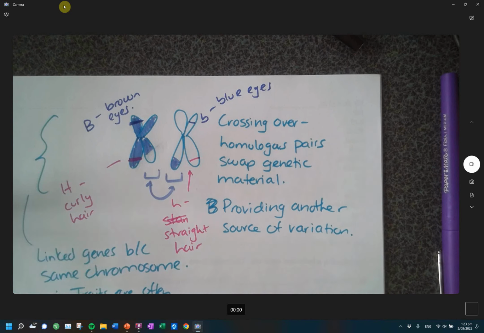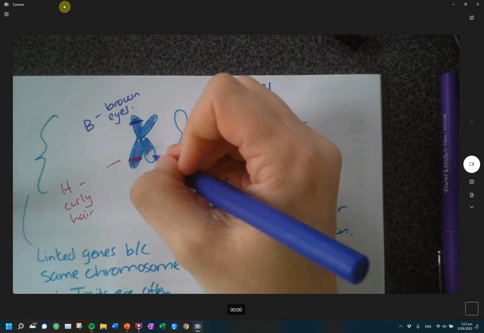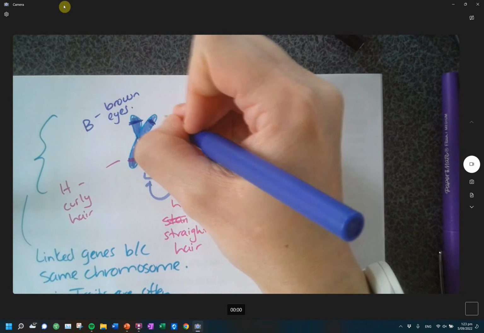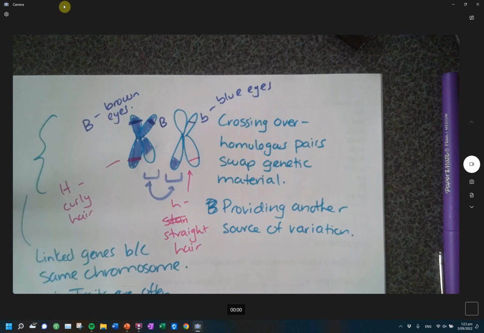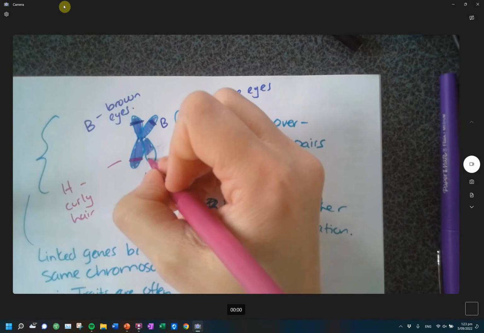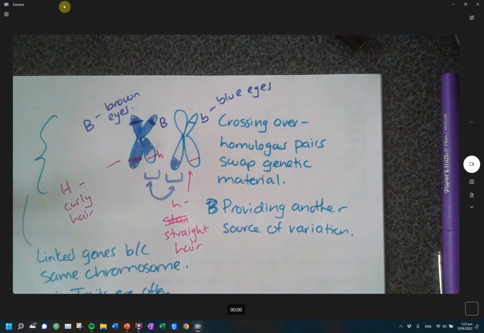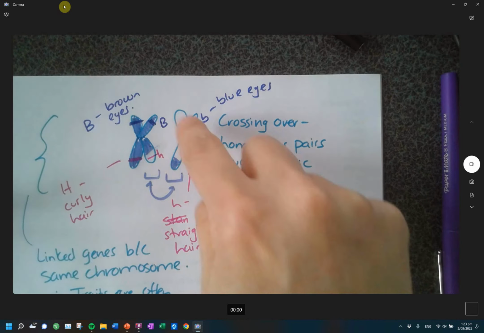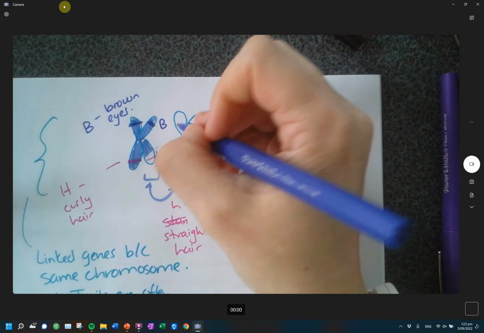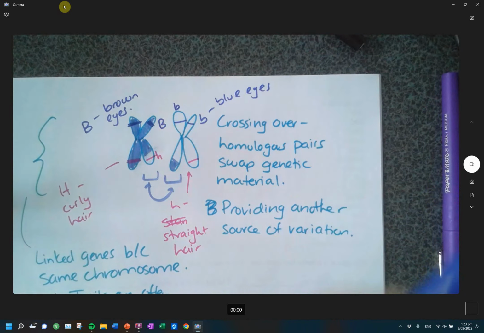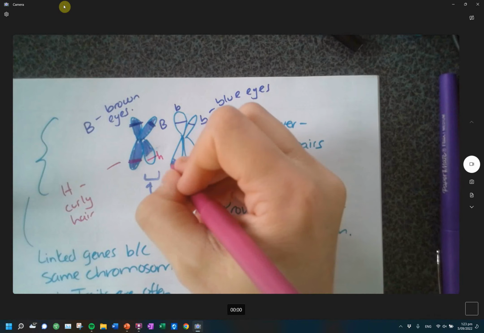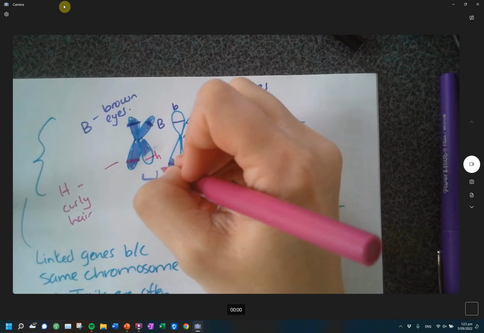When I do stuff like crossing over, I'm then allowing the recombination of genes. So for example, in this guy here, we'll still have the big B, but now is going to inherit the little h in that combo. This one over here is still going to have the little b, but the bottom is now going to have the big H because it's come from this guy on the other side.